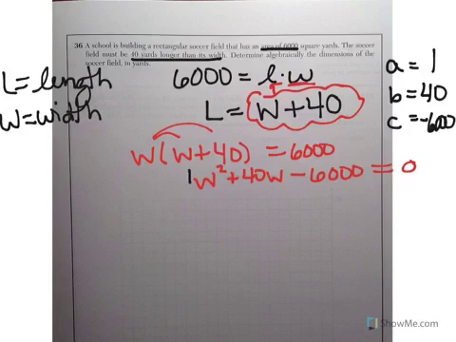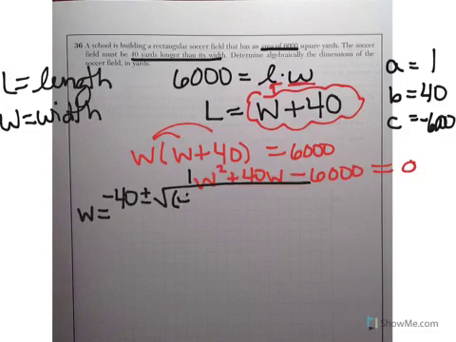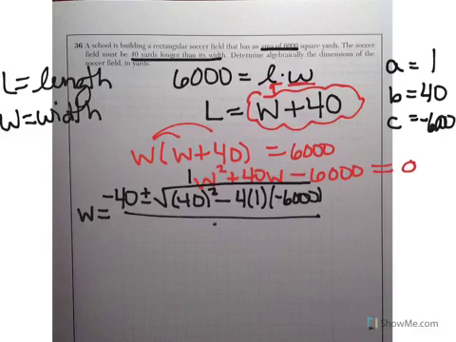So I'm going to plug it into the quadratic formula, and instead of x equals, I'm going to have w equals. So w will equal negative b, so negative 40, plus or minus the square root of b squared, that's (40) squared. I'm going to put it in parentheses just because we should be used to doing that, especially when there's a negative, so that our calculator can calculate correctly. Minus 4 times our a value of 1 times our c value of negative 6,000, all divided by 2 times our a value of 1.